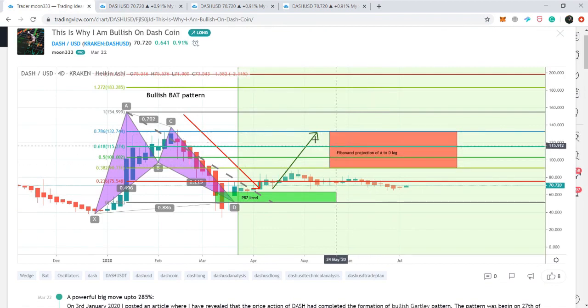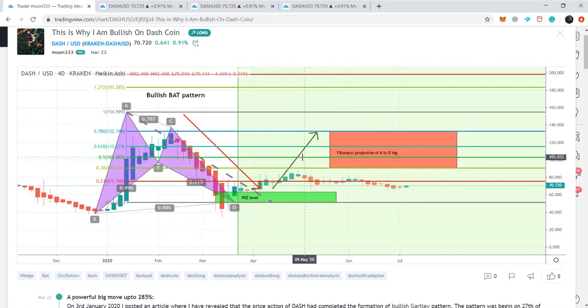But if the price action is able to cross up this level, that is the 0.786 Fibonacci projection of the A to D leg, then the price action can start a more powerful bullish move or bullish rally than the previous one, because this 0.786 Fibonacci projection in itself is a really very strong resistance level. Whenever the price action forms such patterns and crosses up the 0.786 Fibonacci projection, there is more than an 80% chance that the price action can start a more powerful bullish rally than the previous move.